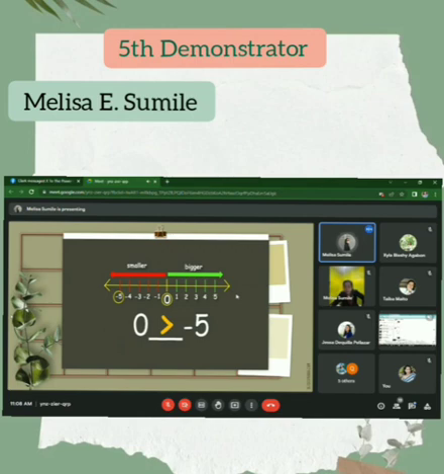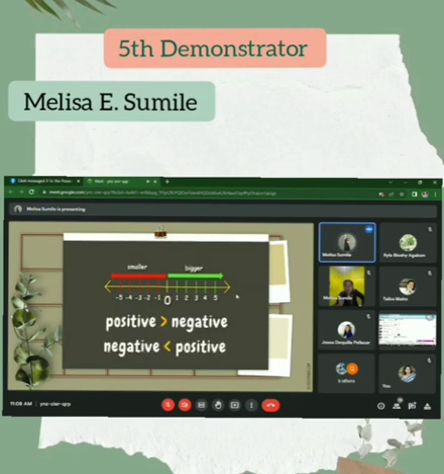How about, before we go on, take note class also that we need to understand that all positive numbers or positive integers are greater than negative numbers. In so doing, negative numbers also are always less than positive numbers. Okay? So, let's have an example.